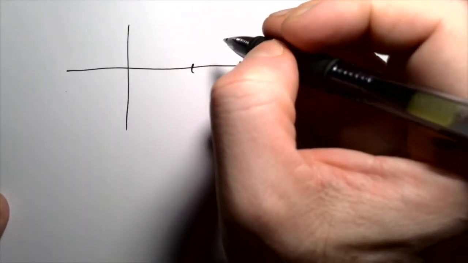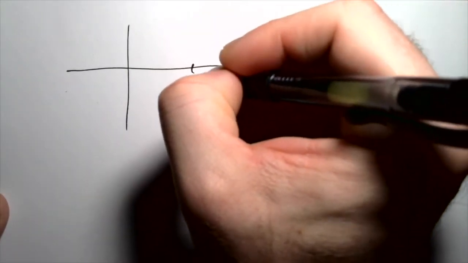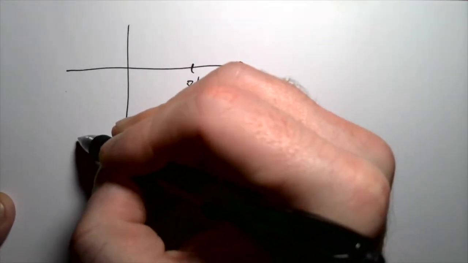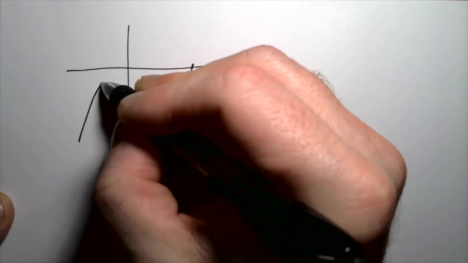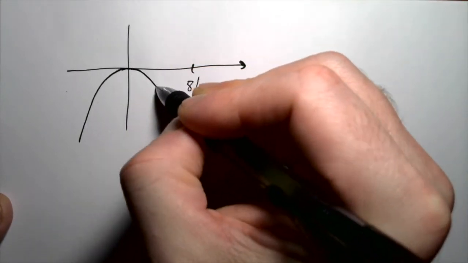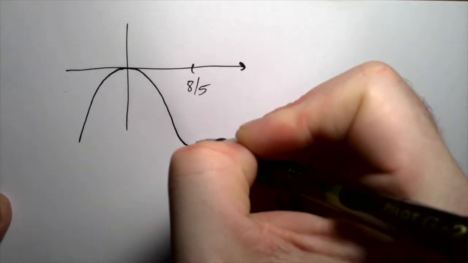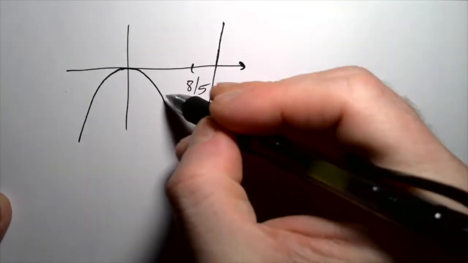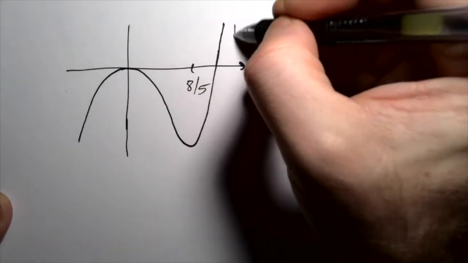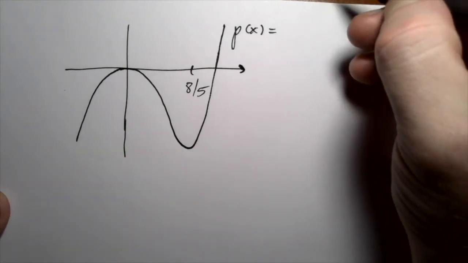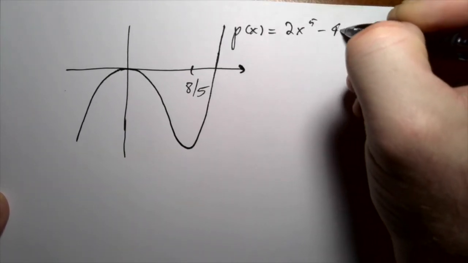We found our two critical values to be 0 and 8 over 5. What this function looks like is that it's coming up and then it really flattens out at 0 like this, and then it dives down and has a local minimum at 8/5, but it's a little bit kind of shallower or thinner, in terms of the peak there. That's this function that we've been studying, 2x to the 5th minus 4x to the 4th.